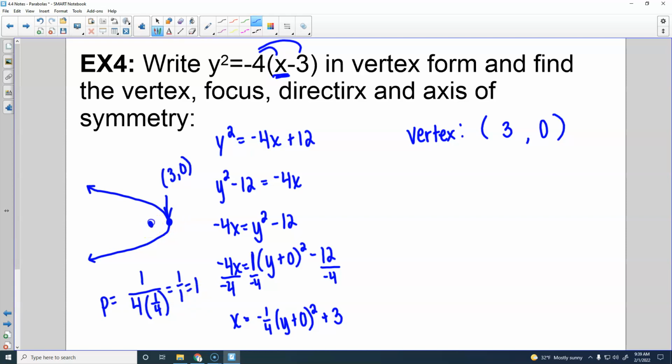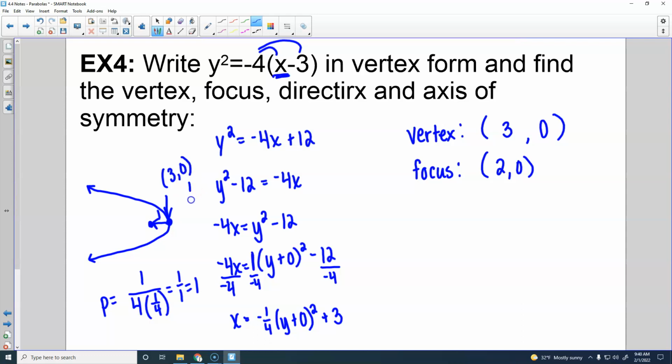So our focus is going to be on the left side this time. And we need to go to the left 1. So Jackson, will that change our x coordinate or our y coordinate? The x, because we're moving to the left. And since we're going left, we need to subtract. So our focus will be at 2, 0. We'll just subtract 1 from our x coordinate there.